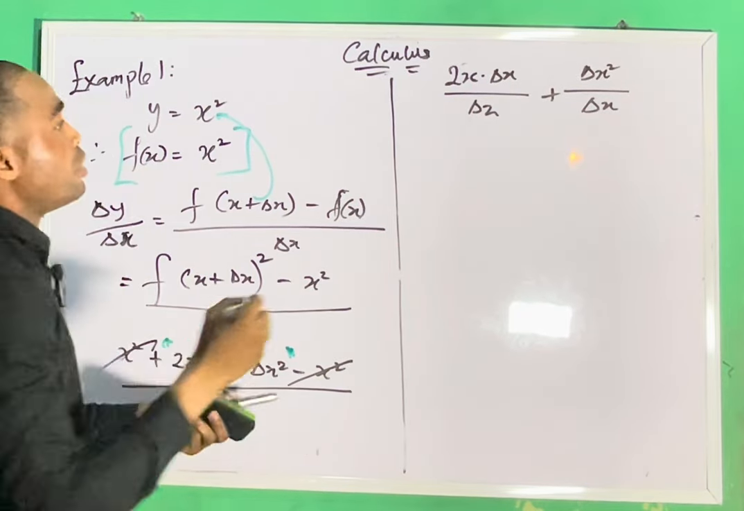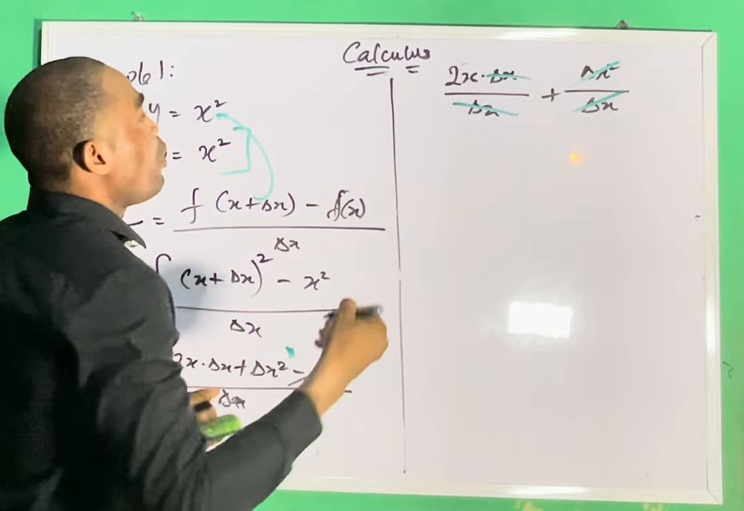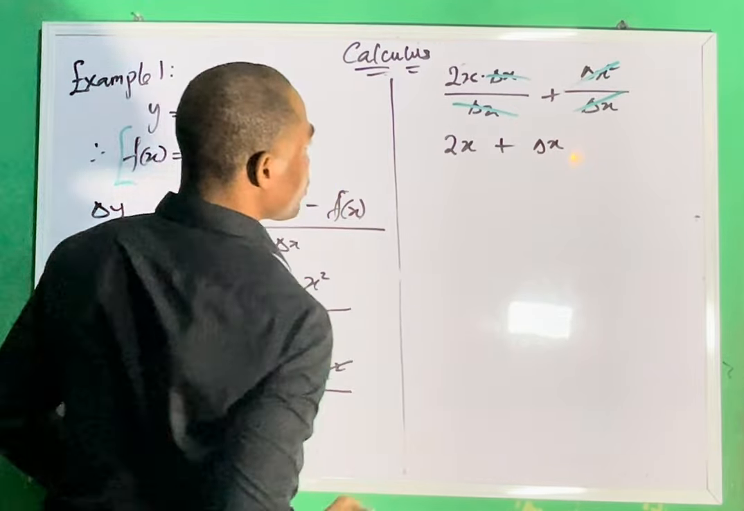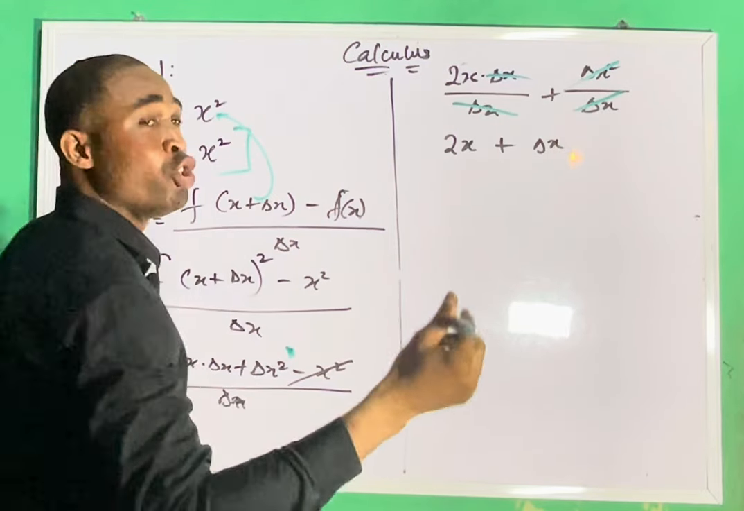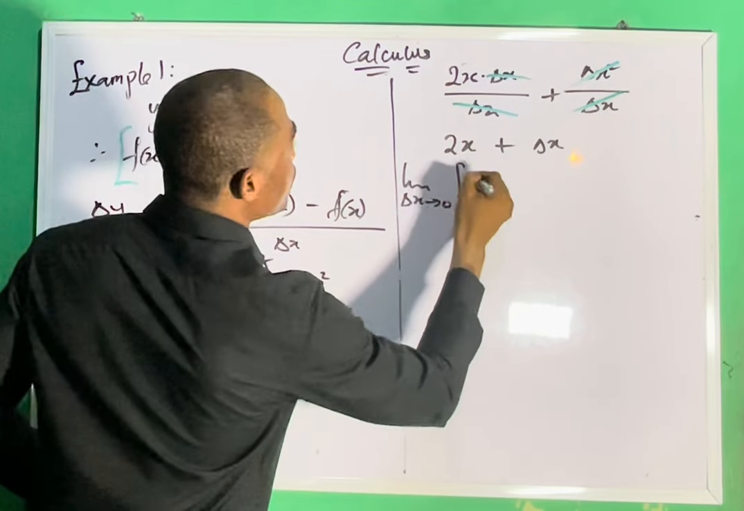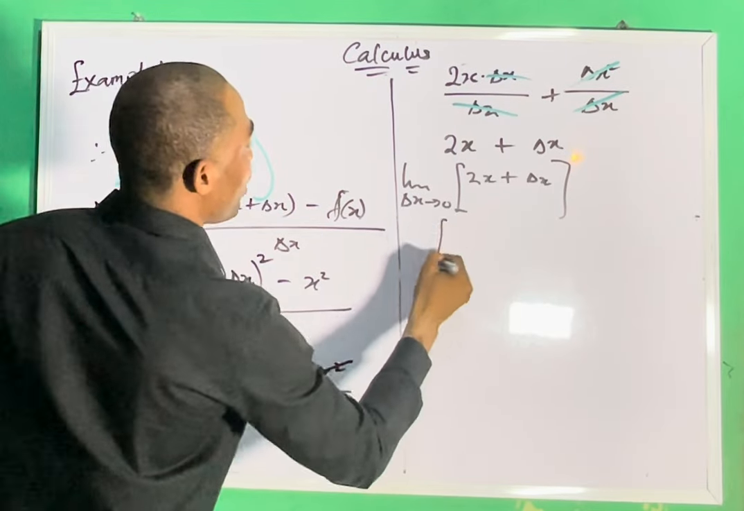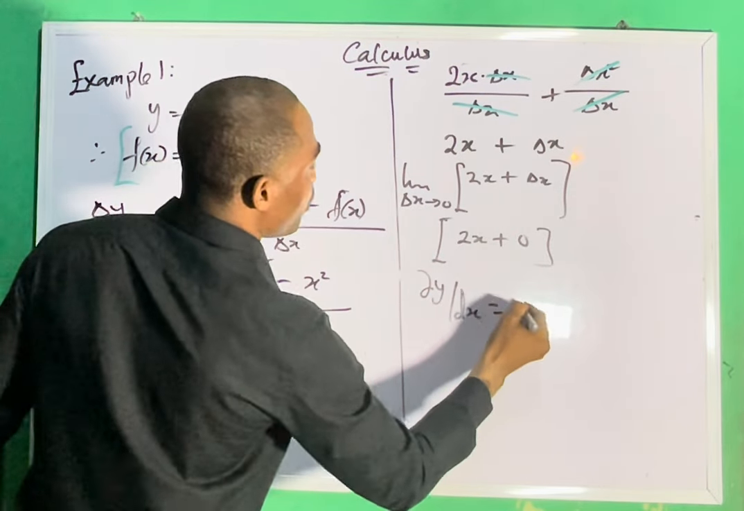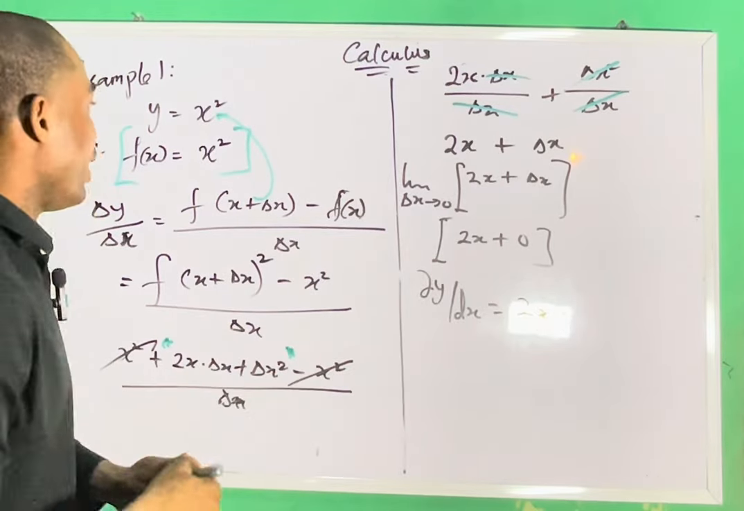So now what will happen? This will cancel this, then this will cancel this. By doing so, we will be left with 2x plus change in x. Now there's nothing we can simplify again at this point. So what you need to do is to introduce limits. Then limit change in x tends to 0 of 2x plus change in x. That means anywhere I can find change in x, I'll change it to 0. Then my final answer will be 2x plus 0. Then the dy/dx of example 2 is 2x. So if you differentiate x squared, you have 2x.